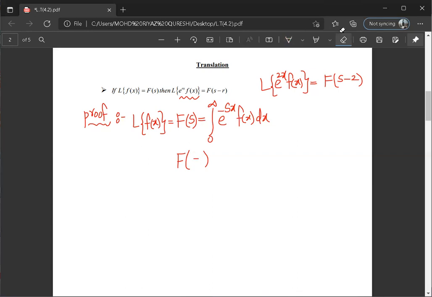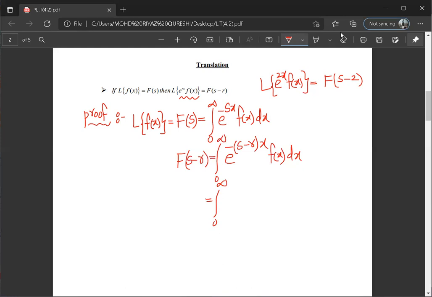What do we have to prove? Look at the result: F of s minus r. So we replace s with s minus r. Then how will the integral change? From 0 to infinity, e to the power of minus, in place of s we wrote s minus r, times x as it is, times f of x as it is, and dx as it is.